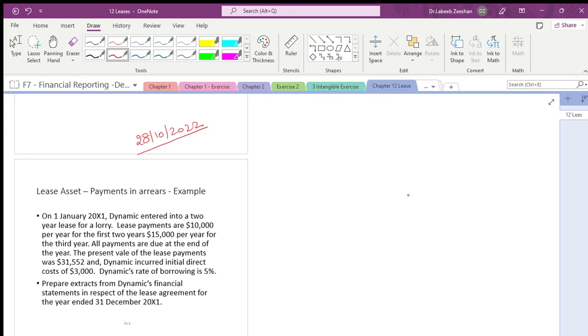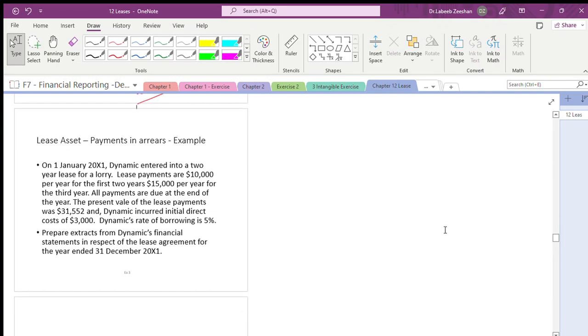What they are asking us is what basically happened. We have to understand what we are doing. Is that payment in arrears? Payment in arrears means we are going to pay at the end of the month.